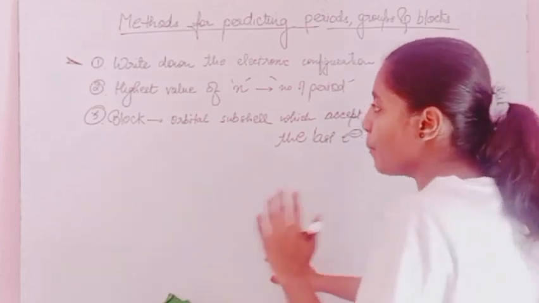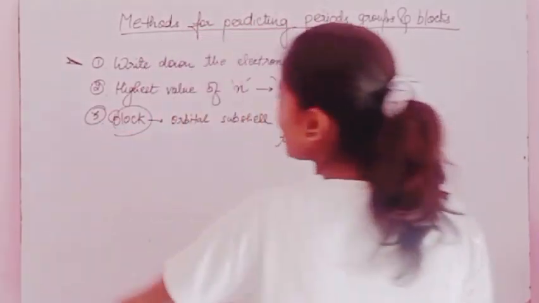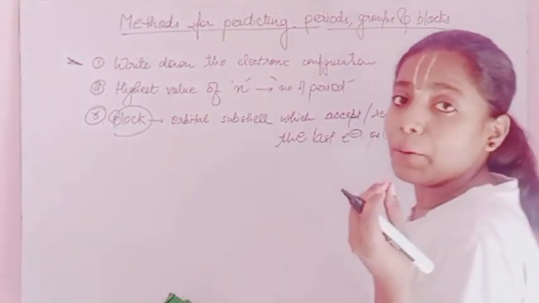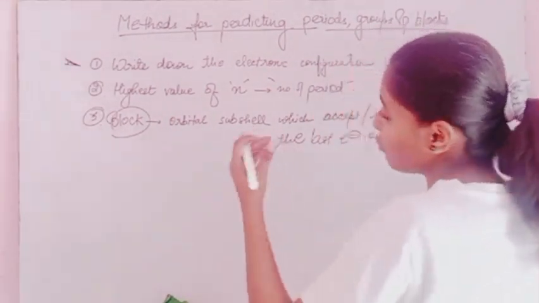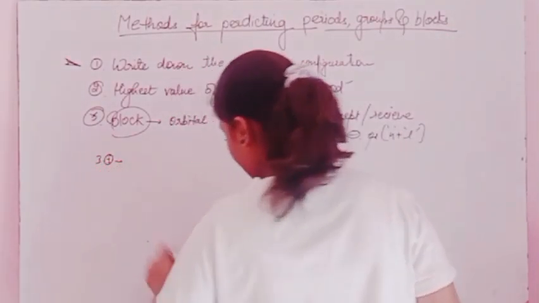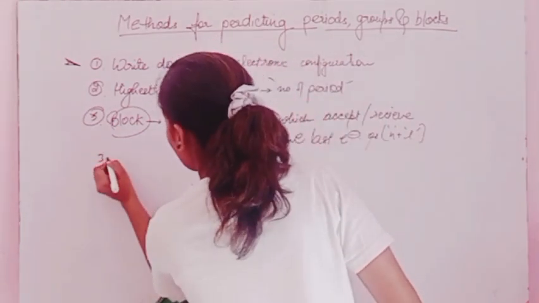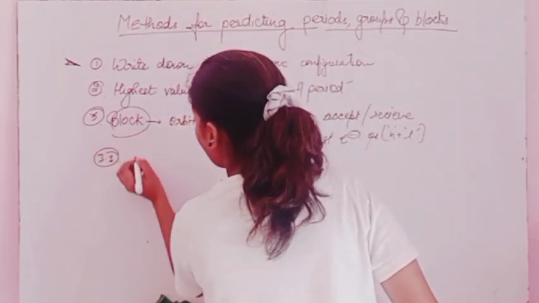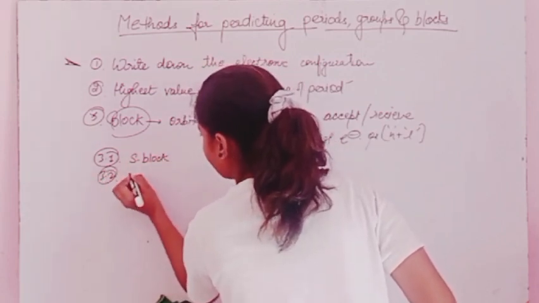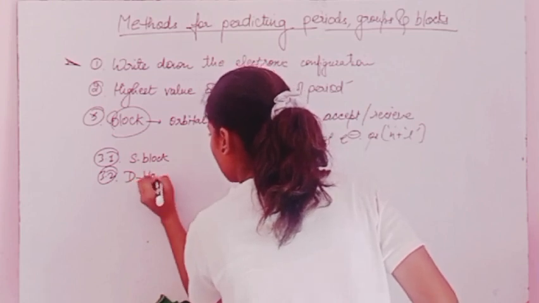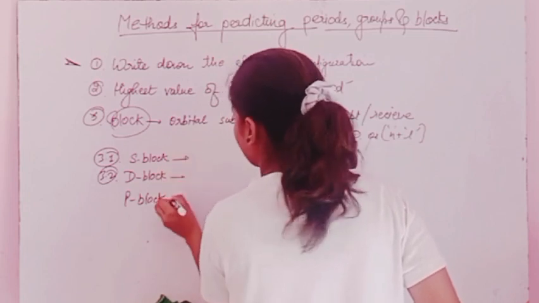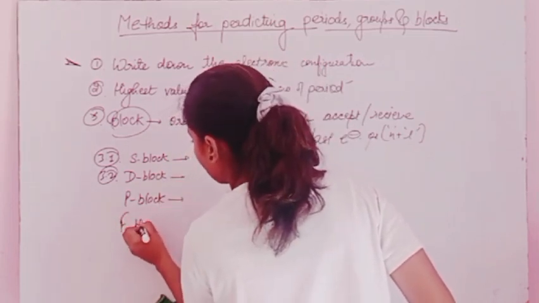Before that, to know which group a particular element belongs to, you are required to know how to find the groups. For that, here is point 3.1 for your s block, then 3.2 for your d block, p block, and last but not least, here is your f block.